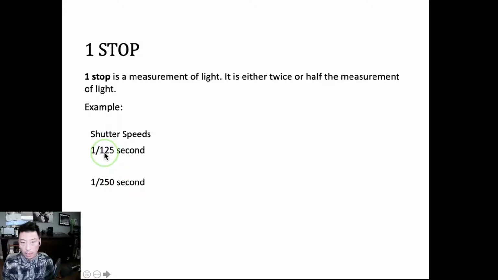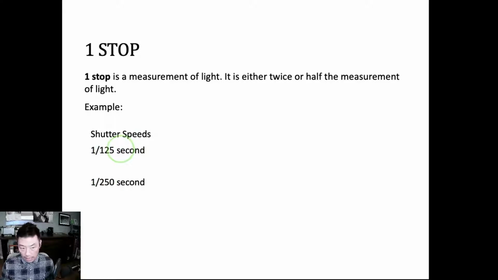If this number is lower, then it is a slower shutter speed, meaning the shutter is going to open and close slower. Okay, this number is slower than 1/250th. It isn't necessarily a slow shutter speed. What I'm saying is it's just slower than 1 over 250.